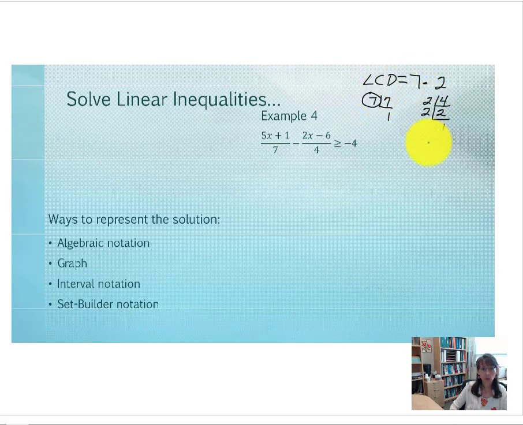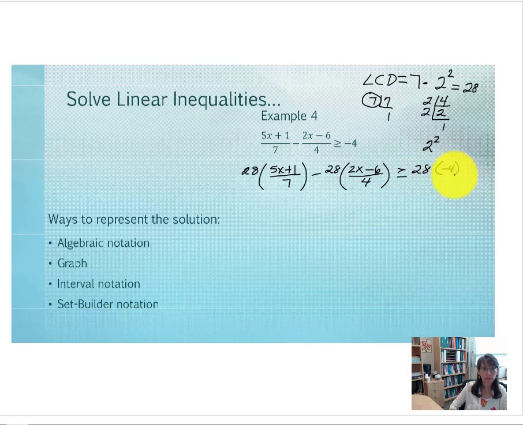But notice here 2 is written twice, so that's the same as 2 squared. So I need the highest power of 2. 7 multiplied by 2 squared is 7 times 4. That makes 28. So I use 28 to multiply all terms in the inequality. So I'll have 28 times my fraction 5x plus 1 divided by 7 minus 28 times our fraction 2x minus 6 over 4 greater or equal to 28 times negative 4.